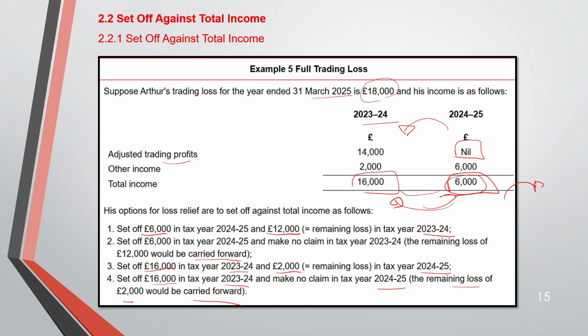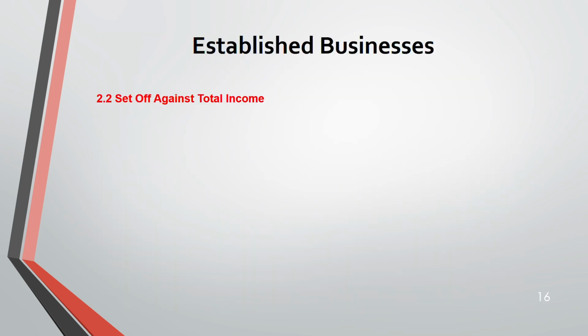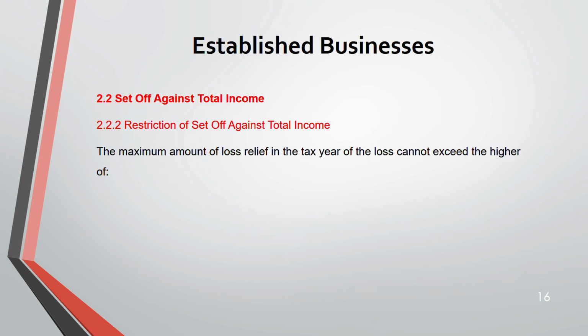You see how many options? These are the 4 varieties. So now, second, restriction of set off against total income. Yes, it is true you can deduct against total income, but there's a restriction. You have to know what this restriction is. We have covered this before, but now you will understand this even better with numbers.